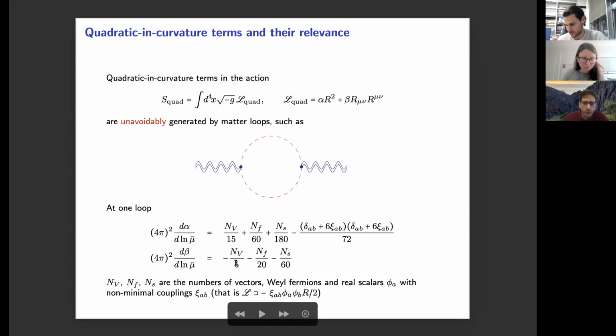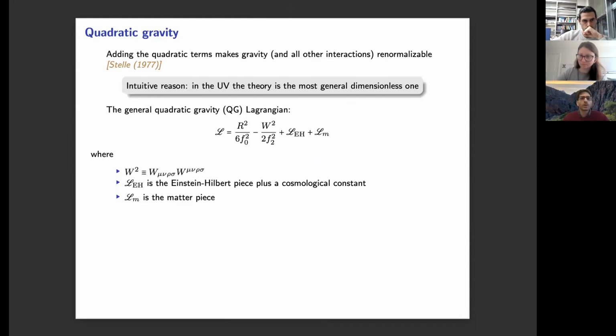And I'm also including the effect of non-minimal couplings, ψ_AB, between the scalars φ_A present unavoidably in the theory and the Ricci scalar, which is, by the way, also unavoidably generated by matter loops. If we also consider the dynamics of gravity, Stelle in 1977 proved that the theory is renormalizable. The intuitive reason is that in the UV, the theory is actually the most general dimensionless one. And so you can reabsorb all the divergences in the counterterms.